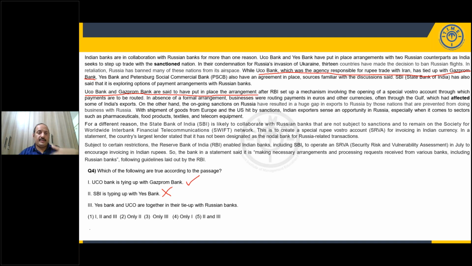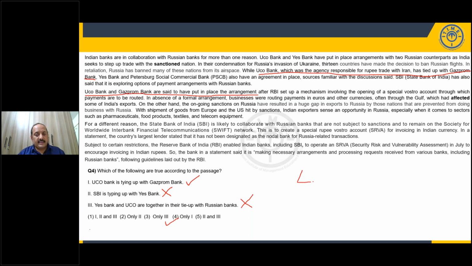Yes Bank and UCO are together in the tie-up with Russian banks. No, UCO is doing it separately. Yes Bank is doing it separately. They're not doing it together. What does option number 3 mean? They're getting together to do trade with the Russian banks, but that is not covered anywhere. So my answer has to be only 1, which is option number 4.